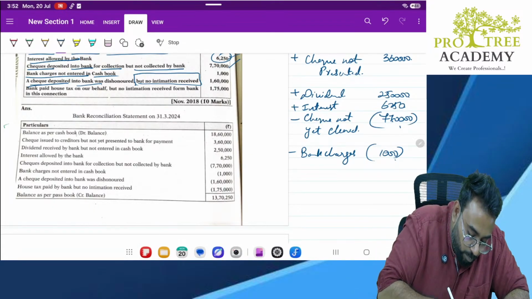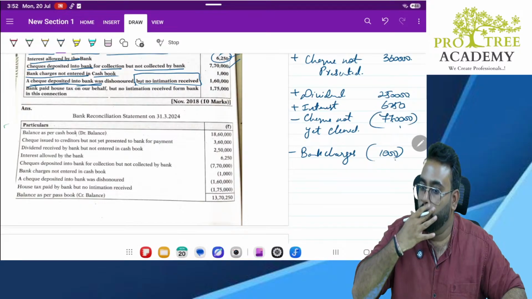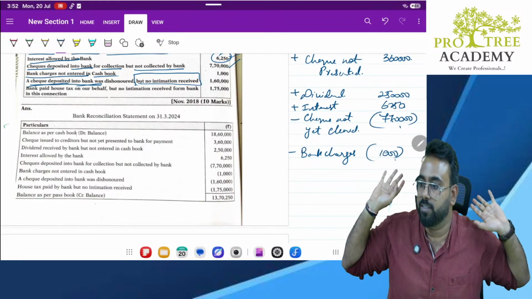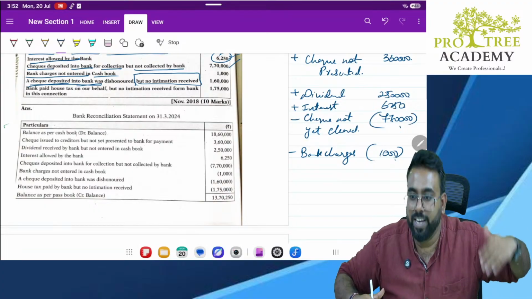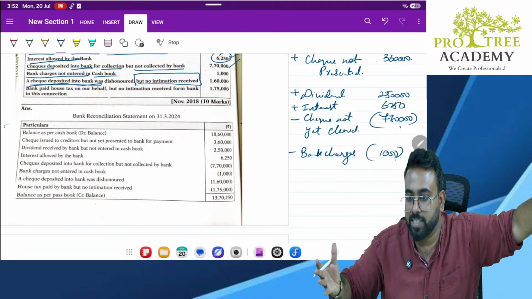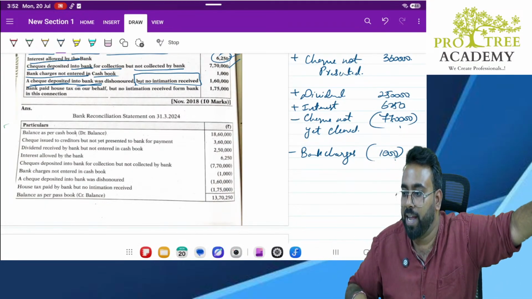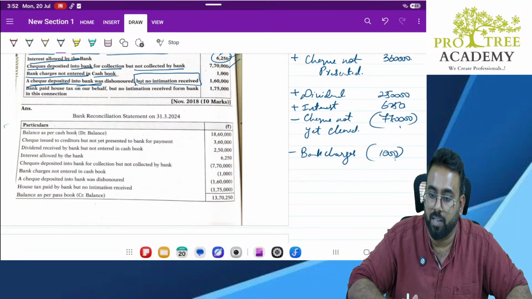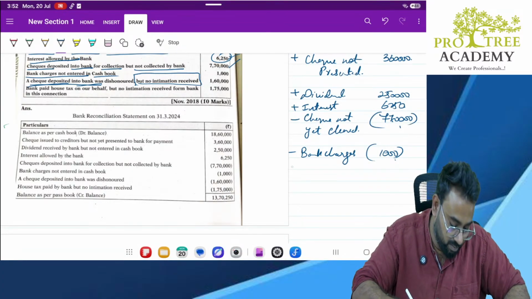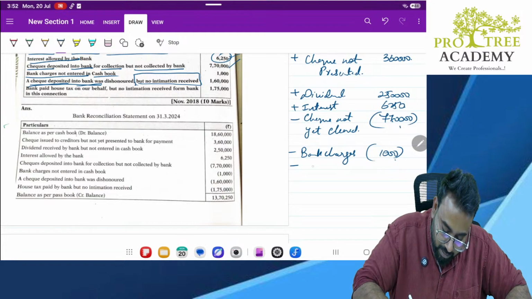See, the moment you deposited the check into the bank, you might have already recorded it as received. But has it really been received in the bank? No. So earlier you increased the balance, but that balance increase has not actually happened in the bank. So now you decrease the balance. Minus check dishonored. How much?